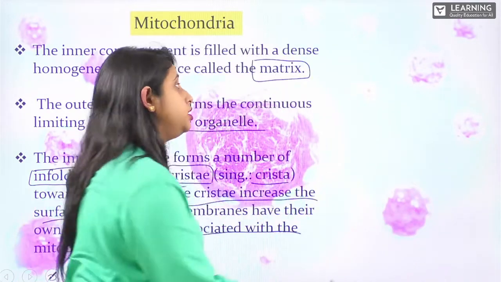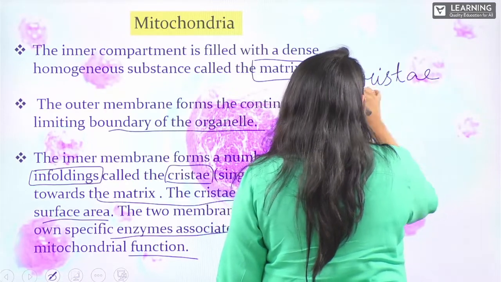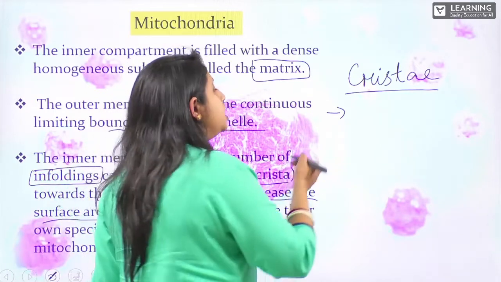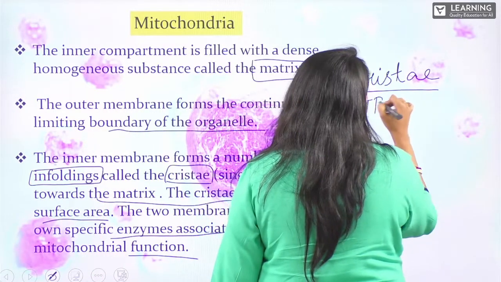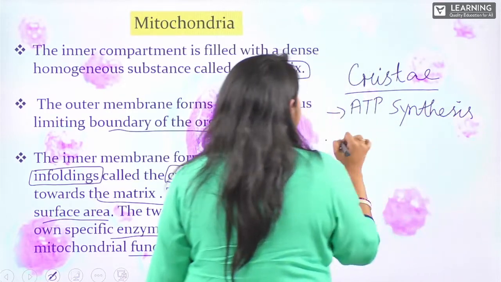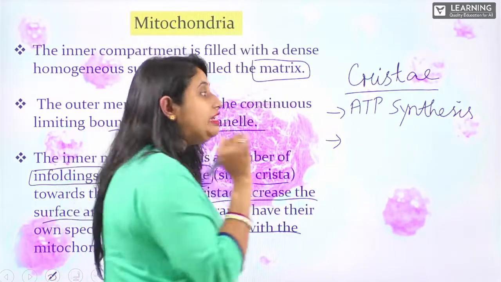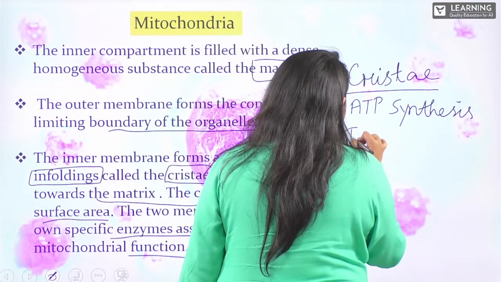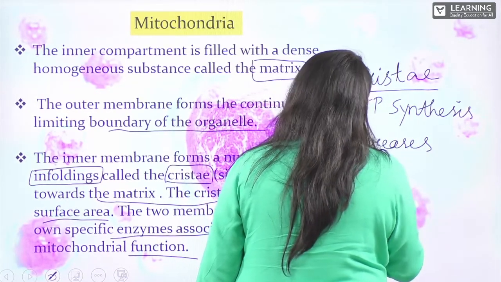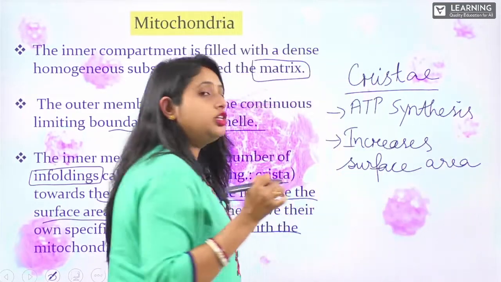So what is the function of this cristae? It is the place where ATP synthesis takes place. And what is another function? It increases the surface area. So these are the two functions of the cristae.